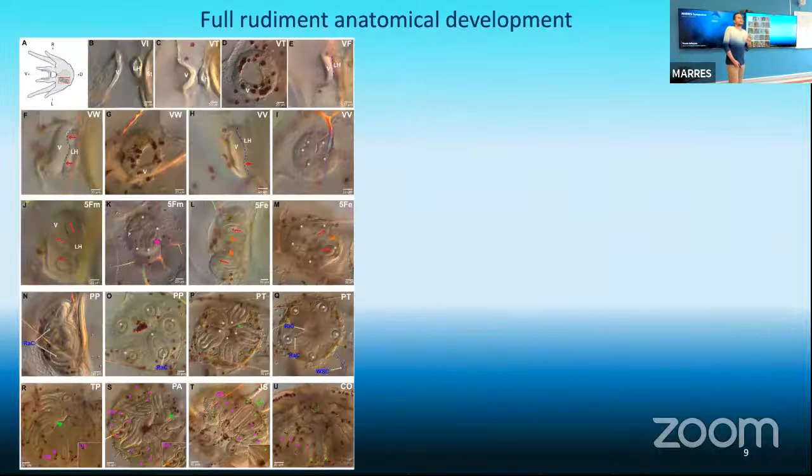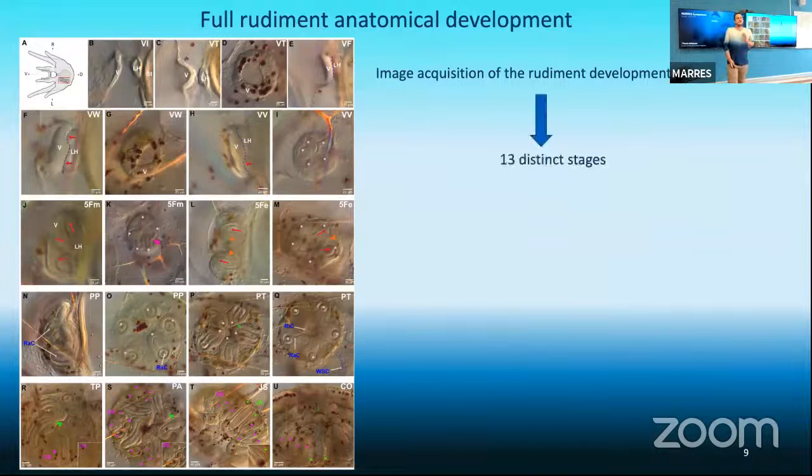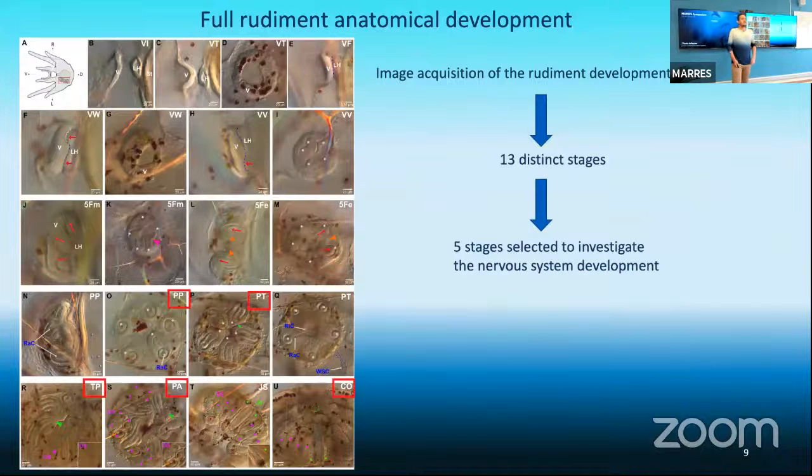So here is the first set of results that I'm going to present to you, which is the full rudiment anatomical development. I'm not going into detail with everything that you saw on the screen, but what you have to remember is that thanks to the image acquisition of the rudiment development of Paracentrotus lividus, we're able to distinguish 13 distinct stages using different anatomical criteria to distinguish one stage over the other. And under this new timeline of the rudiment development, we're able to select 5 stages to investigate the adult nervous system development.